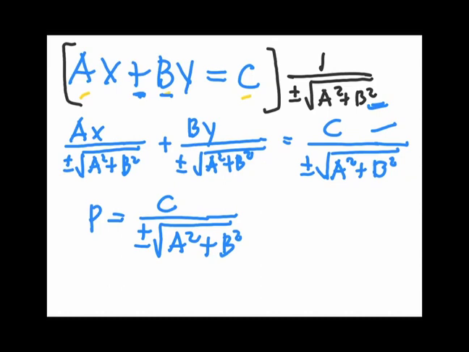It means, if the computed value of p is positive, it means that the line is above the origin. On the other hand, if the computed value of p is negative, it means that the line is below the point of origin.